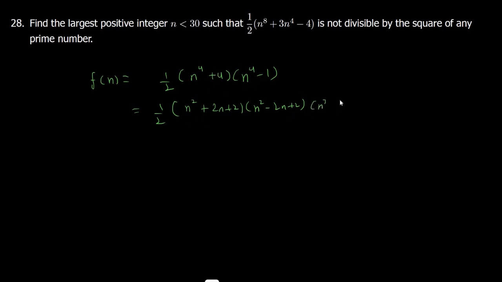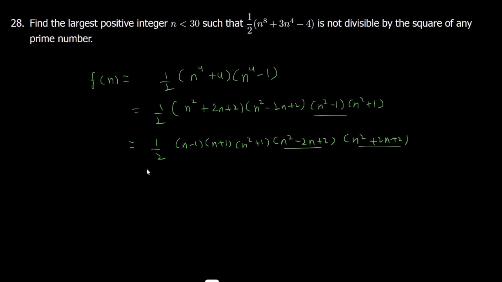And factors of this will be (n² − 1)(n² + 1), and ultimately n² − 1 can be further factorized: (n − 1)(n + 1). So let me write these factors in increasing order. It will be 1/2 of (n − 1), (n + 1), (n² + 1), (n² − 2n + 2), and (n² + 2n + 2).